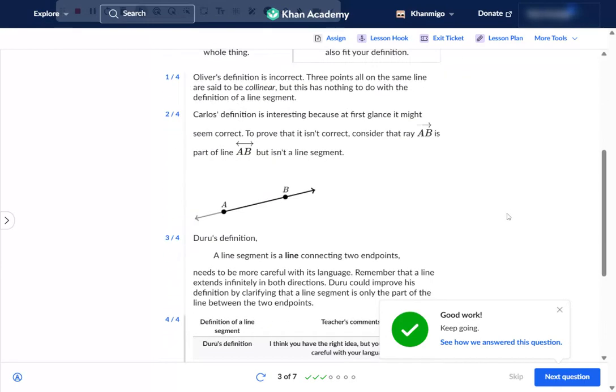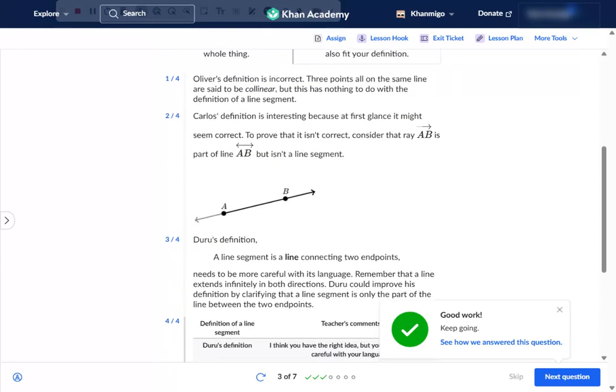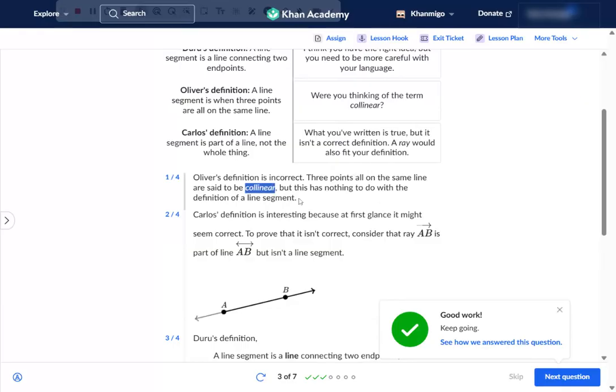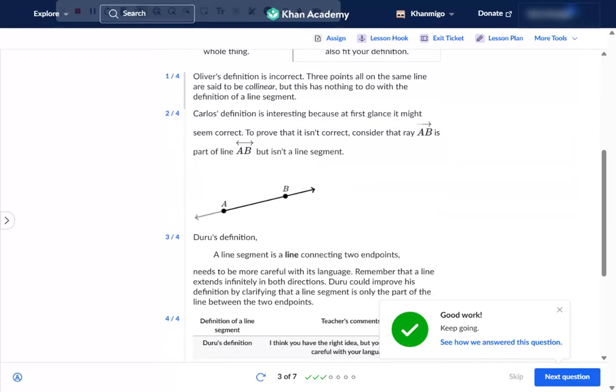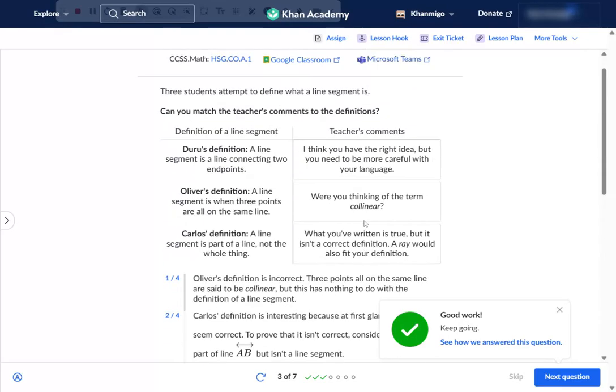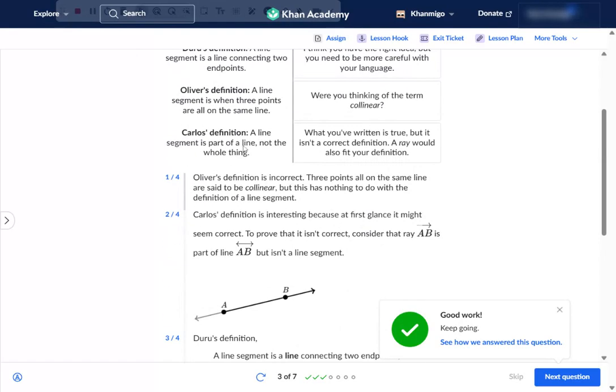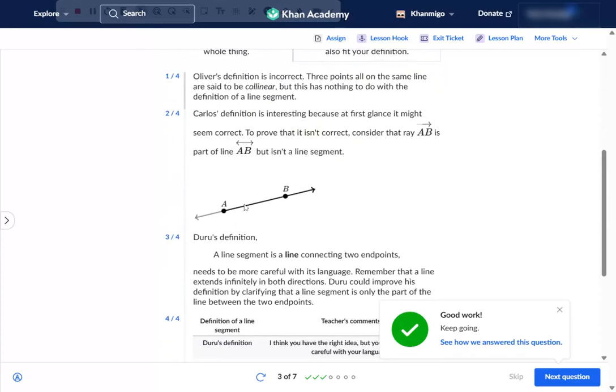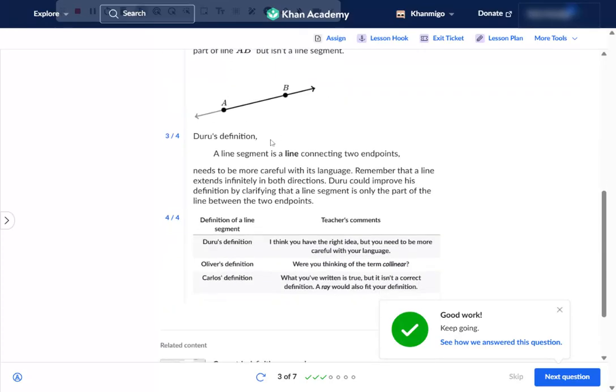Oh, nice. They've got visuals too. So Oliver's definition is incorrect. 3 points on the same line is collinear. They're all on the same line. Collinear. That has nothing to do with the definition of a line segment. Oh no, poor Oliver. Carlos' definition is interesting because at first glance it might seem correct. To prove that it's incorrect, consider ray AB is part of this line but isn't a line segment. So Carlos, a line segment is part of a line but not the whole thing. So yeah, it could be, I guess also an example would be a ray.